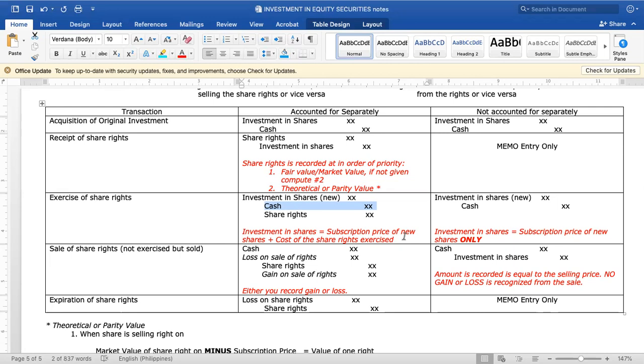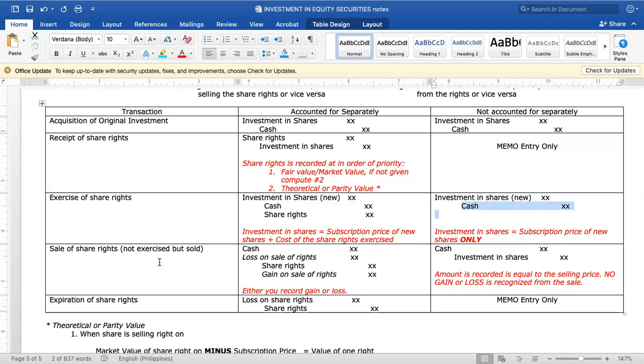Under accounted for separately. But under not accounted for separately, investment in shares is equal to the subscription price of new shares only. Because again, you did not account separately for the rights and the shares. Therefore, you have no rights account here. Share rights is not an account. Therefore, you do not credit a share rights account directly. So therefore, you debit investment in shares only, that is equal only to the subscription price times the number of new shares acquired. So credit cash only.